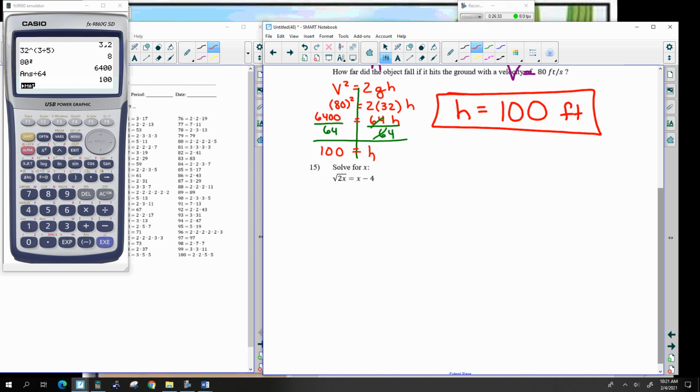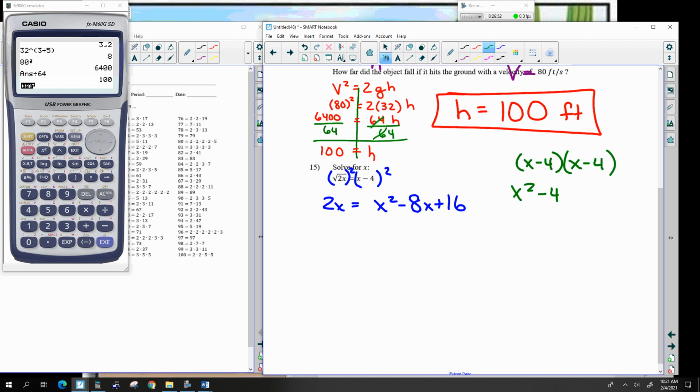Okay, the square root is isolated. That's awesome. So all I have to do is square both sides. So that makes 2x is equal to x squared minus 8x plus 16. Again, if you need to break that down, that's x minus 4 squared. So x times x, negative 4 times x, negative 4 times negative 4. Combine the middle two, and huzzah.